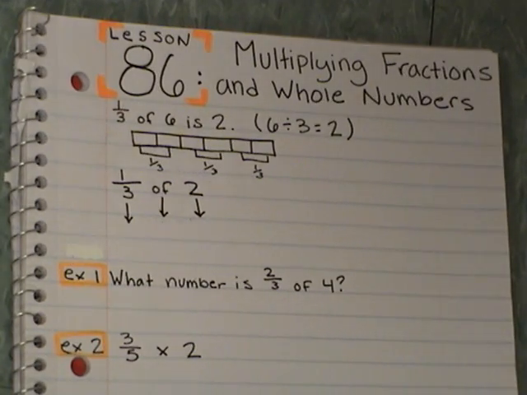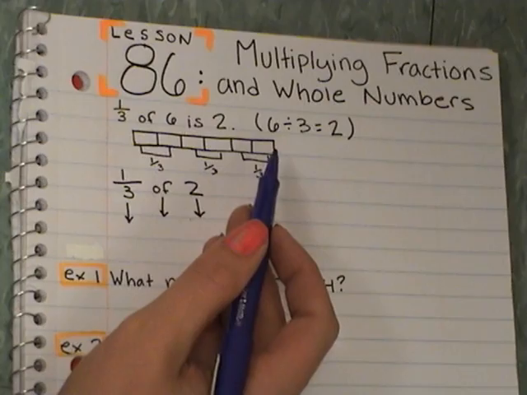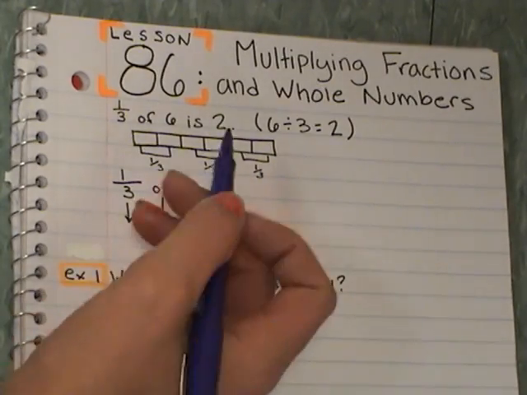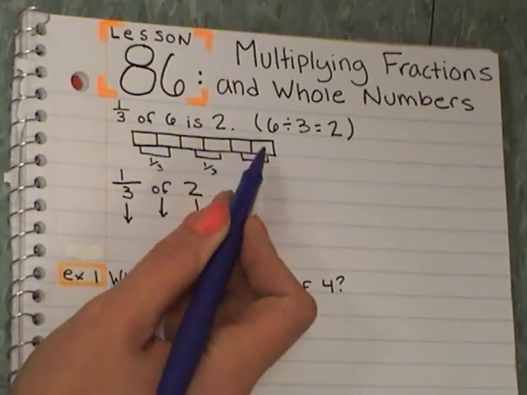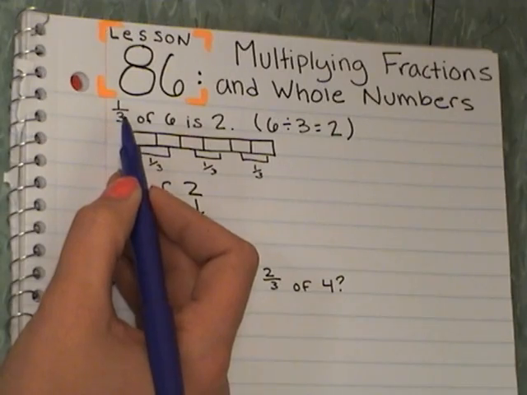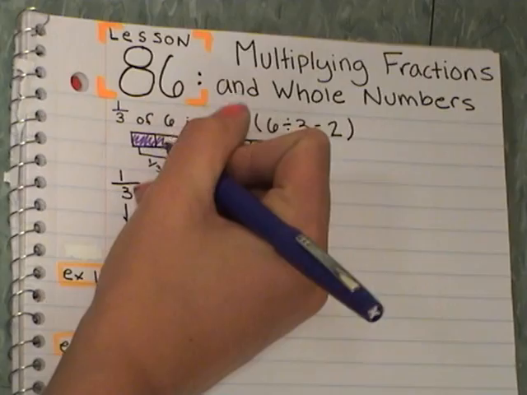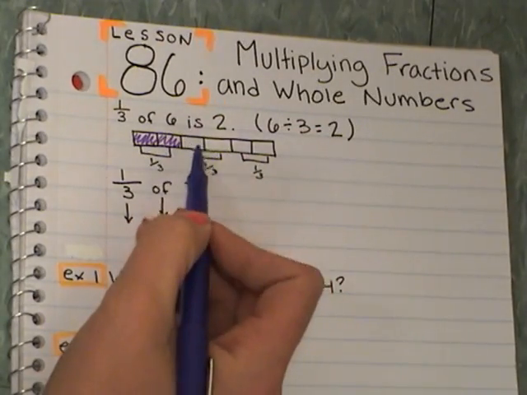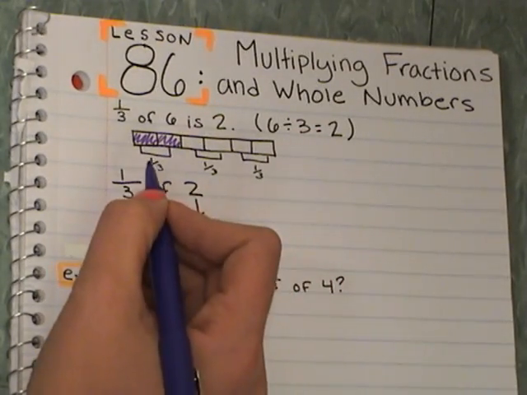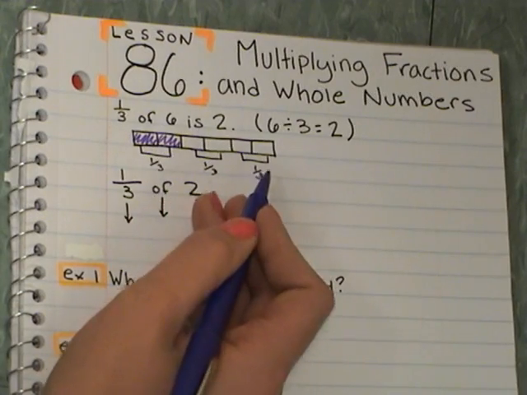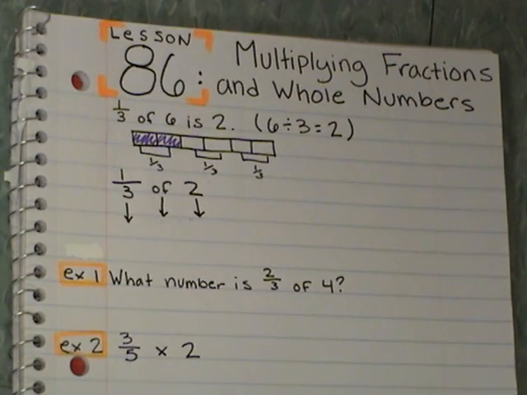So what I did is I drew 6 pieces, okay? And then I took all of them, 1, 2, 3, 4, 5, 6. I divided them by 3, and I got 2. So 1/3 is 1, 2. And then another section, 1, 2, 1, 2. 1/3 plus 1/3 plus 1/3 equals 1 whole.